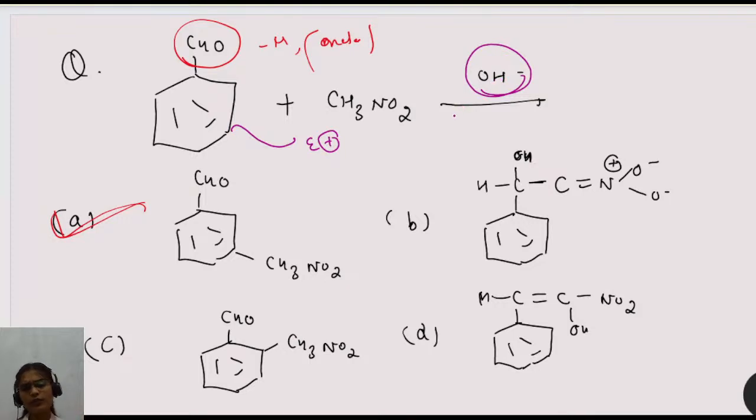Positive charge is never going to be generated here. So A and C are out. No, it's not okay. So what is the answer then?